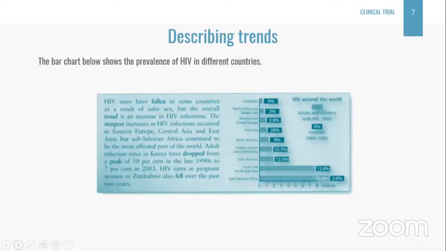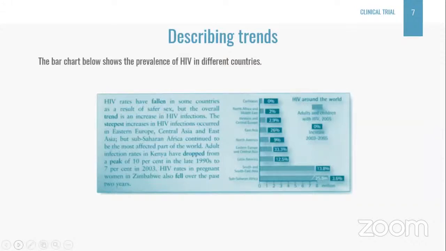Describing trends. The bar chart below shows the prevalence of HIV in different countries. HIV rates have fallen in some countries as a result of safer sex, but the overall trend is an increase in HIV infections. The steepest increases in HIV infection occur in Eastern Europe, Central Asia, and East Asia, but sub-Saharan Africa continues to be the most affected part of the world.